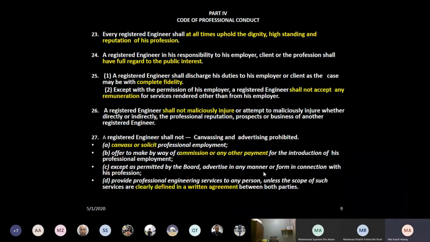You also cannot provide professional engineering services to any person unless the scope of such services is clearly defined in a written agreement between both parties. You can only provide your services to your client if those services are actually written in the agreement and agreed between you and the client. Anything outside of that scope, you are not allowed to provide.